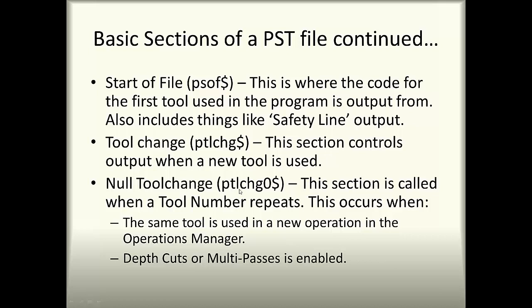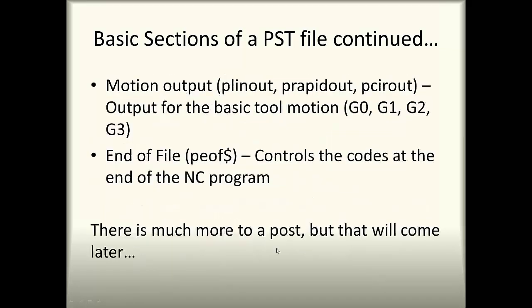We have null tool change, PTLCHG, which is the exact same spelling as here, $0. So this is called when a tool number repeats, when the same tool is used in a new operation in the operations manager, or depth or multi-passes. Then we have motion output. So these sections are plin out, prapid out, psir out, and that's G0, G1, G2, and G3. And then finally PEOF. So that is the end of file and controls the codes at the end of the NC program post, but that's all going to come later.